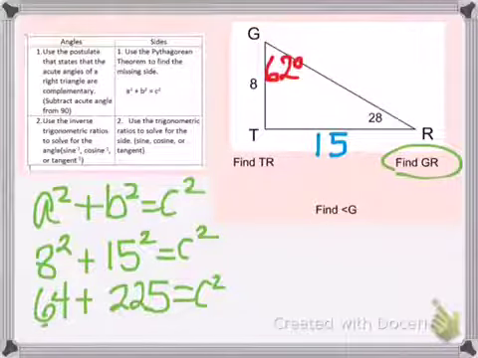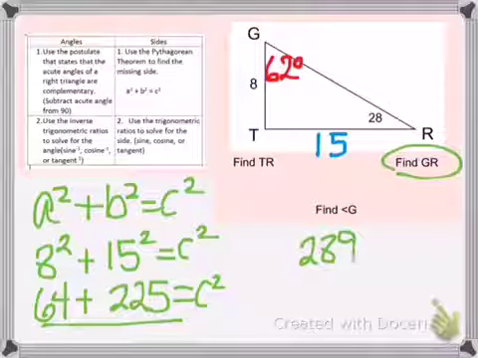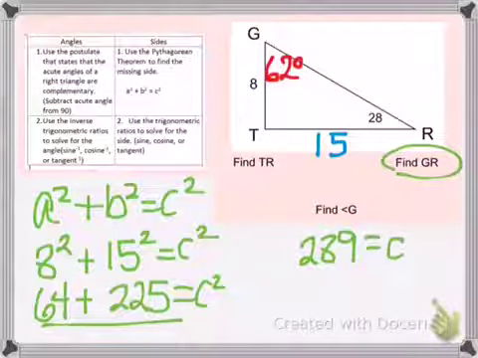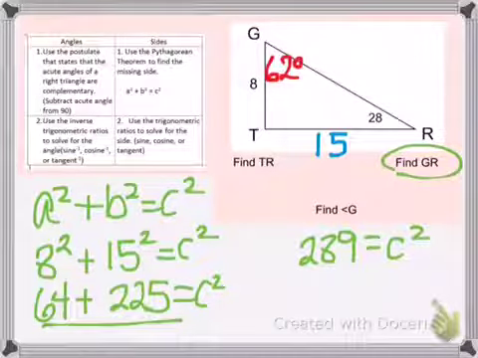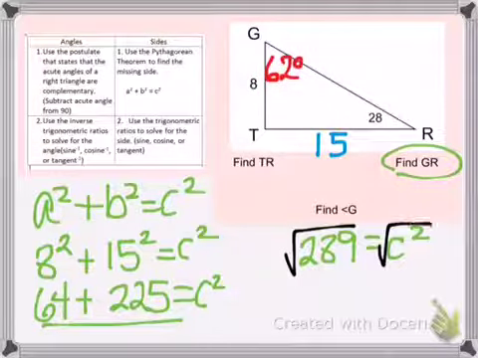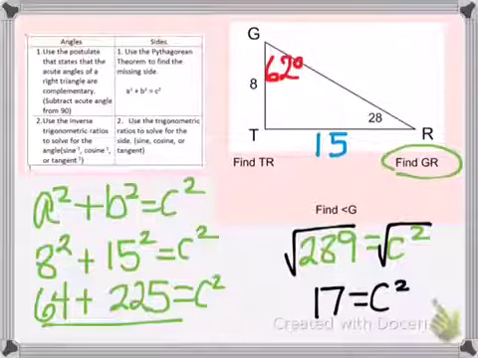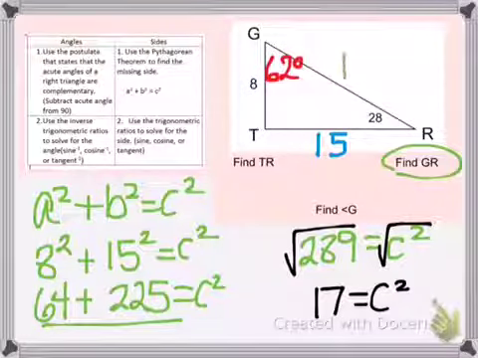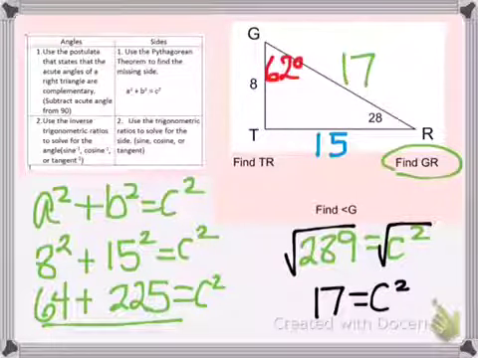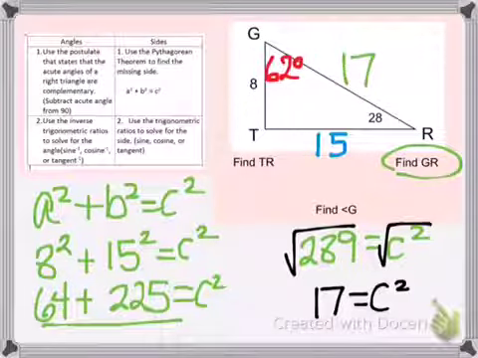So to solve for c squared, I need to combine my terms. That's going to give me 289 equals c squared. To find the value of c, I need to take the square root of both sides, and I'm going to find out that c equals 17. Now that I know the value of c, that completes my process because now I know all three angles and I know all three sides. So I've completely solved for this right triangle.